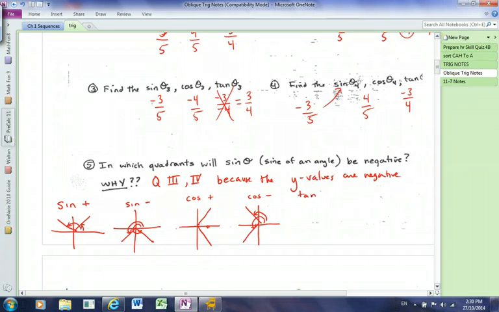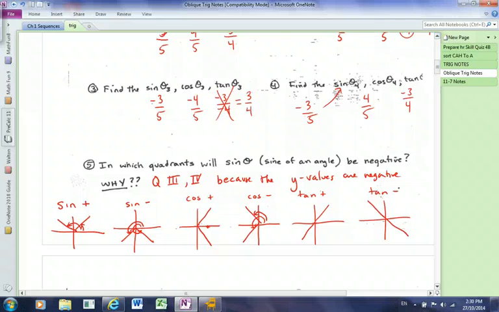How about the tangent? Where's the tangent positive? Definitely in the first quadrant, because everything's positive there. And then 3, where you had that negative, negative. And the last one is the opposite of that, right there. That's where the tangent is negative. Okay?